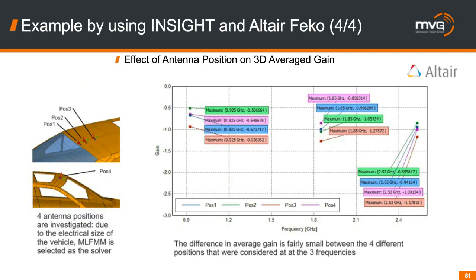Finally, the effect of antenna positioning on the three-dimensional radiation pattern was studied, selecting four antenna positions on the car, as is shown on the left of the slide. We can observe from the plot on the right that the variations are small at all the investigated frequency points by antenna position variation. This slide concludes the part dedicated to the Insight application.